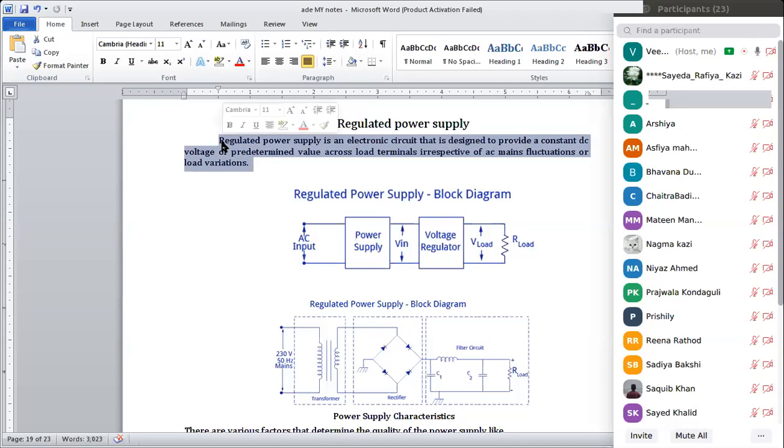Whereas in an unregulated power supply, the output changes according to the input. But in regulated, the output does not change. If I set it for 5 volts, I will continuously get 5 volts. If I set it for 10 volts, I'll continuously get 10 volts, even if there is a variation in the input.